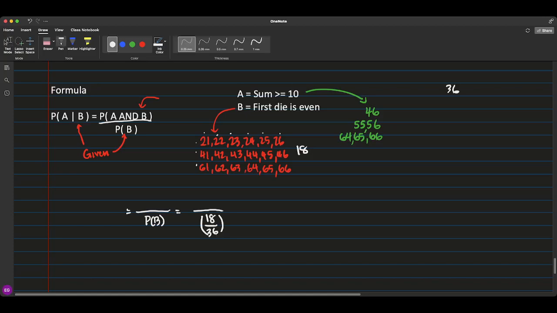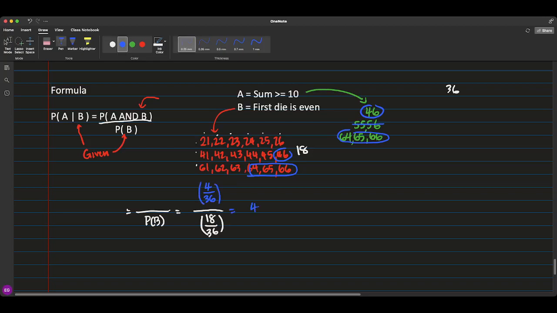Now, what's the probability of A and B? Well, we need to look to see the overlap between the two of them. 4 and 6 are shared. 5, 5, and 5, 6 do not show up in A. 6, 4, 6, 5, and 6, 6 are shared. So in total, there are 1, 2, 3, 4 shared events. So you get 4 out of 36.